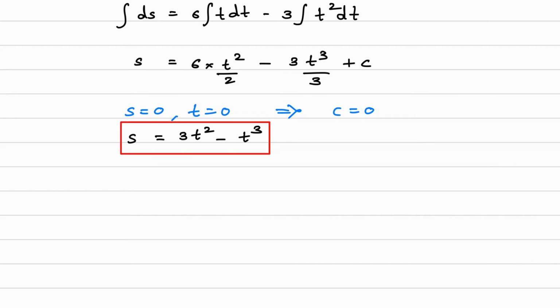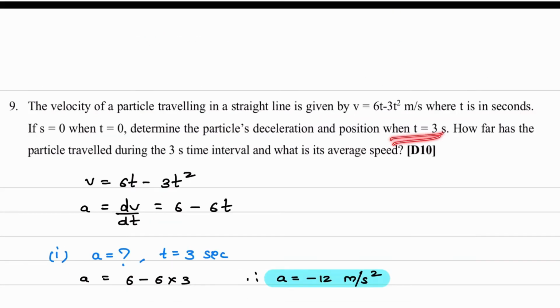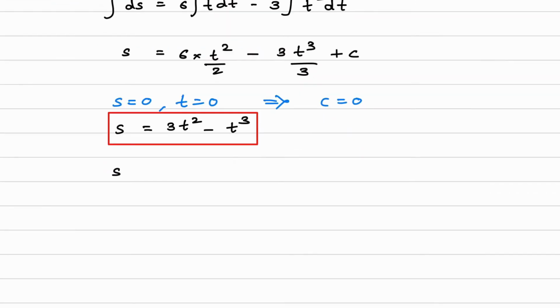Okay, so this is the important relation which we require. Now based on this, we have to calculate what is asked in the question. When time is 3 seconds, we have to calculate the position of that particle. Now here just observe this. We have to calculate S when t is 3 seconds. So just substitute the value of t in this equation, you will get S. So S is equal to 3 into 3 square minus 3 cube. So from here we will calculate S. So S is equal to 0.